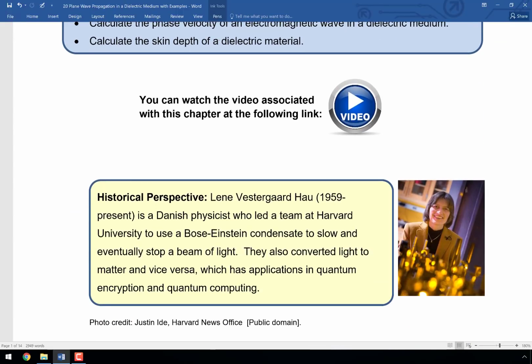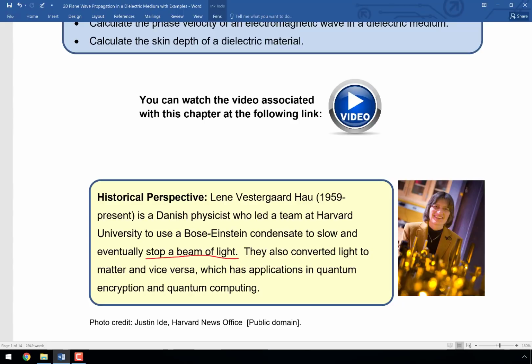Our historical perspective today, because we're going to be talking about how the velocity of a particle or velocity of a wave changes when it enters into a dielectric medium, I wanted to highlight a scientist whose work is really talking about how you can actually stop a beam of light. And they do this using something called a Bose-Einstein condensate.